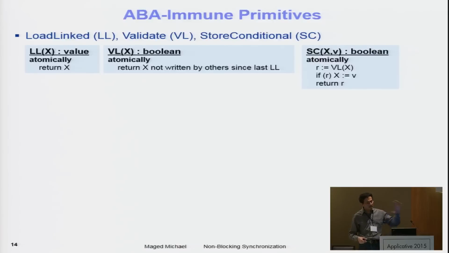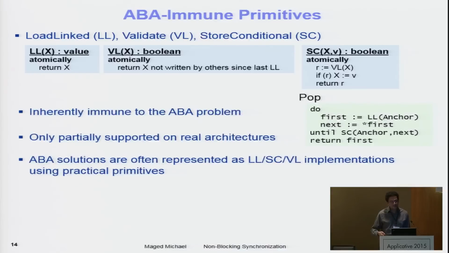This is a theoretical solution. Load linked and store conditional do exist in some architectures, like IBM Power and SGI. But then there's also the validate operation, which doesn't exist on real systems. On real systems, they basically support just one pair of load linked and store conditional without interleaving or nesting. But theoretically, this is a complete solution to the ABA problem, because load linked is like a read.